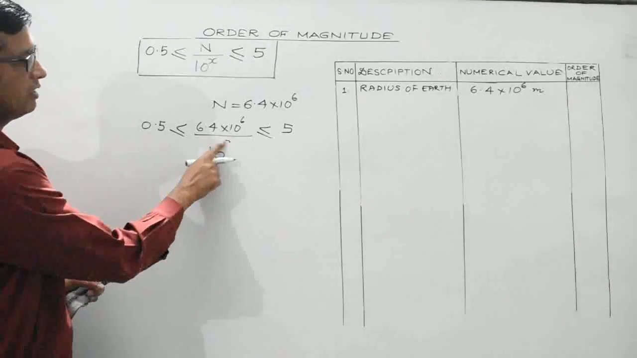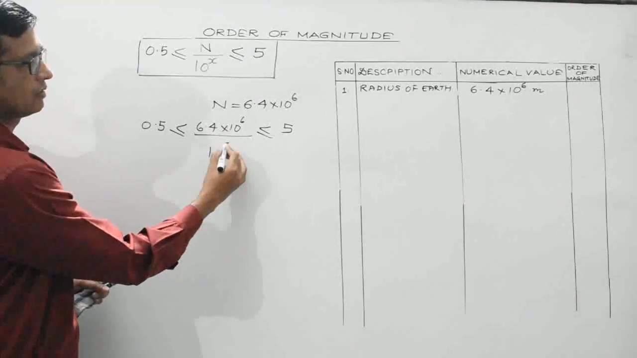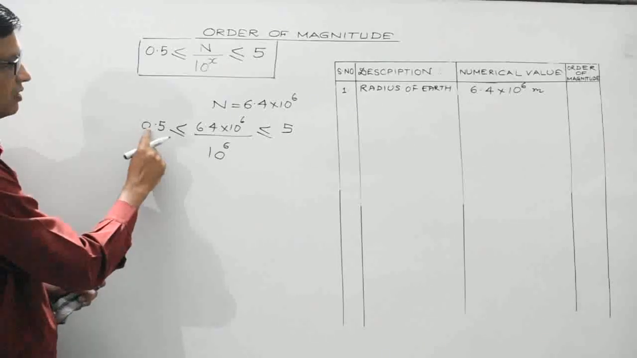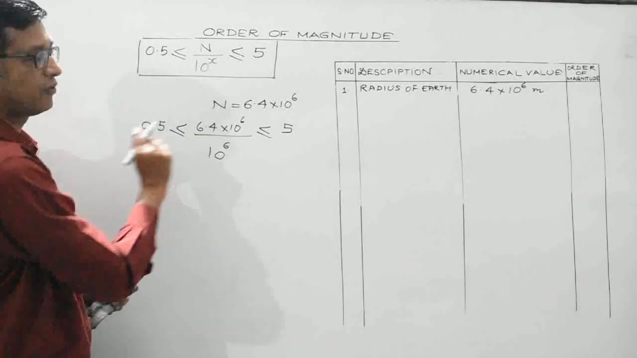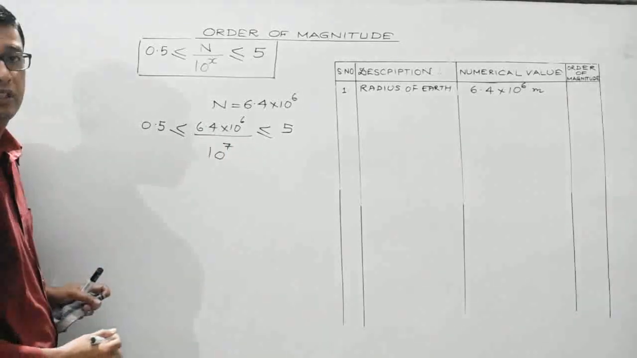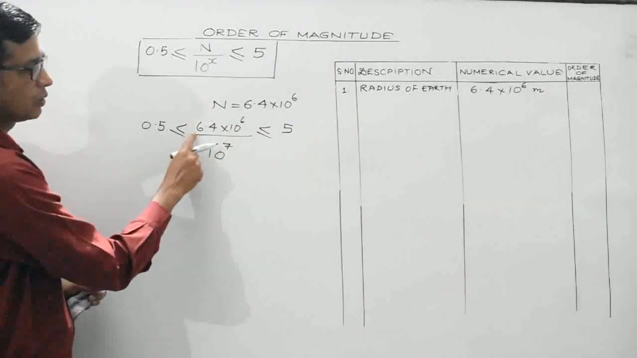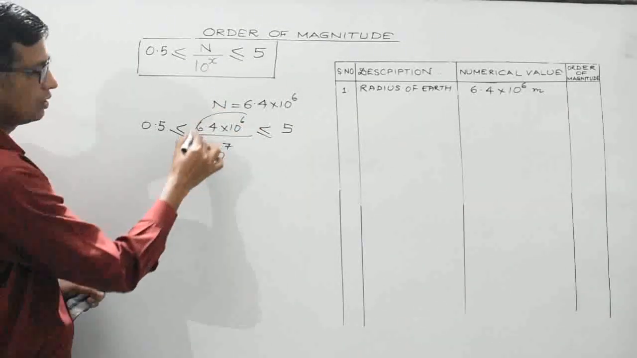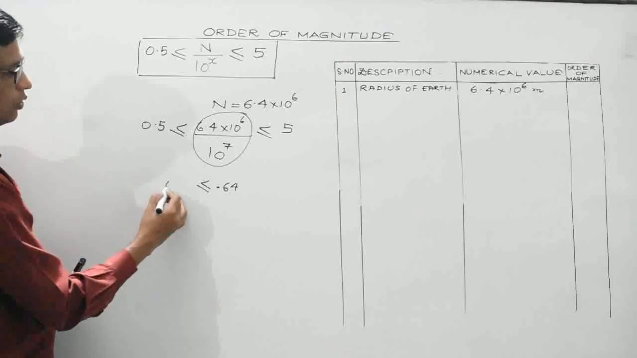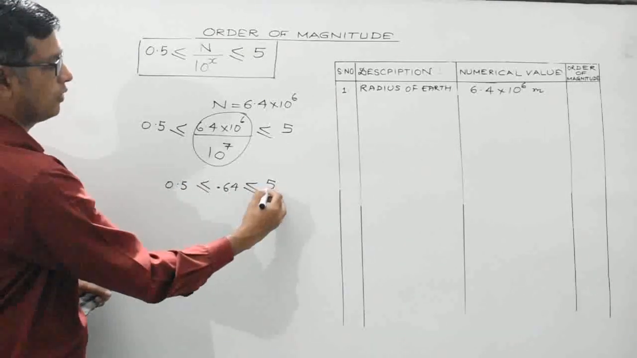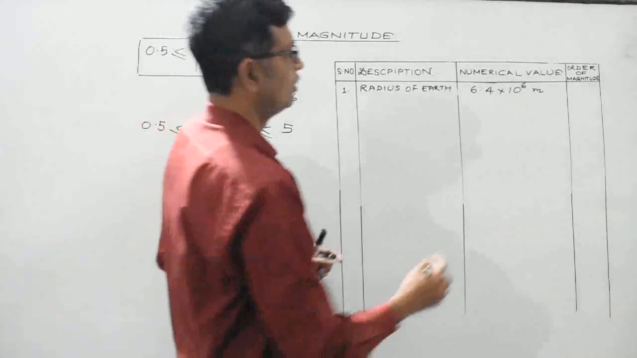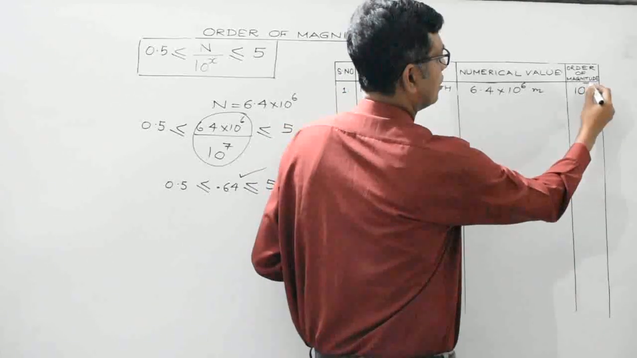If I write x as 6, then 10 raised to power 6 and 10 raised to power 6 get cancelled. So 6.4, obviously it is greater than or equal to 0.5, but it is not less than 5, so it shouldn't be 6. If it is written as 7, then what happens? This value would be 6.4 into 10 raised to minus 1, which gives us 0.64, which is greater than or equal to 0.5 and less than or equal to 5. So it satisfies this condition. So the order of magnitude is 10 raised to power 7.